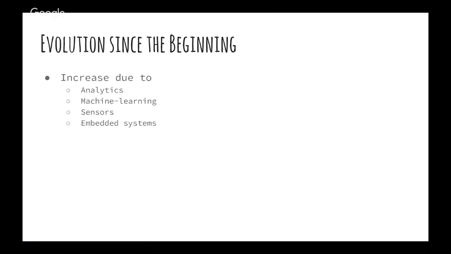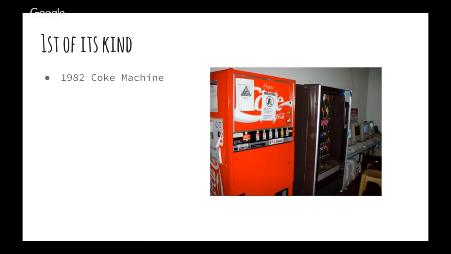I'm going to start with the very first one to be invented, which was a 1982 Coke machine at Carnegie Mellon University. This machine was the first of its kind because it was able to report its inventory and whether newly loaded drinks were cold, which I guess is pretty cool, especially it being in 1982. So it's very ahead of the game.